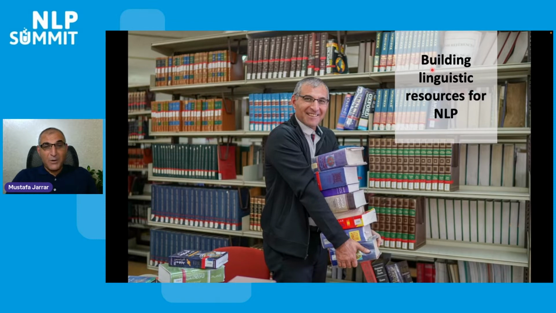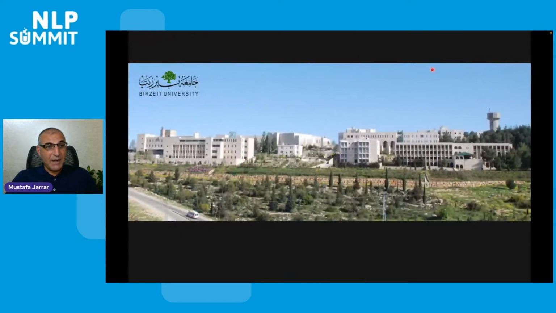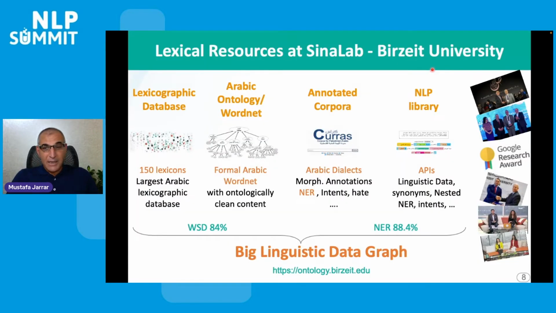In our group, we are known for building linguistic resources for natural language processing, which I will present today. This is the campus of our university, which is located in a town near Ramallah called Birzeit. Before starting, please give me 2-3 minutes to show you some of the linguistic resources we developed. Then you can understand where I came from to solve named entity recognition and word sense disambiguation.